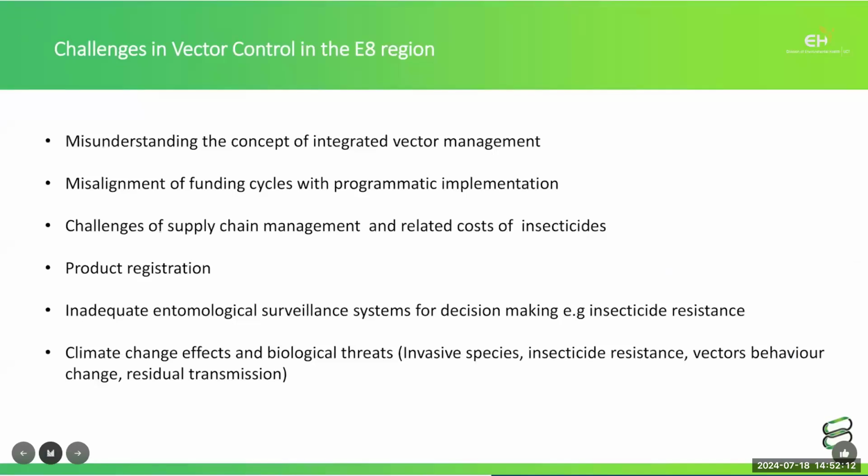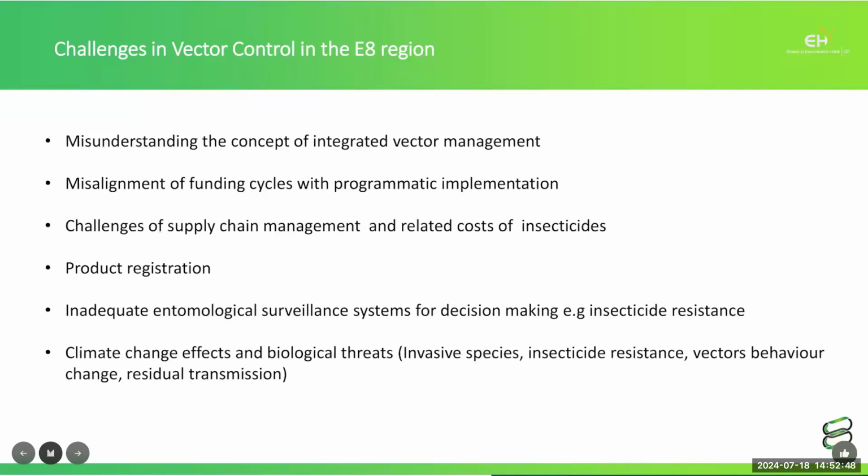I did mention the issue of misalignment of the funding cycles with the programmatic implementation. And that also affects the issues of supply chain and related costs of insecticides. Product registration, as you saw from the South African perspective, they have to do their internal investigations to ensure that the product is safe, to ensure that the product within their environment is workable. And there are also countries that have stringent measures for a product to be registered.